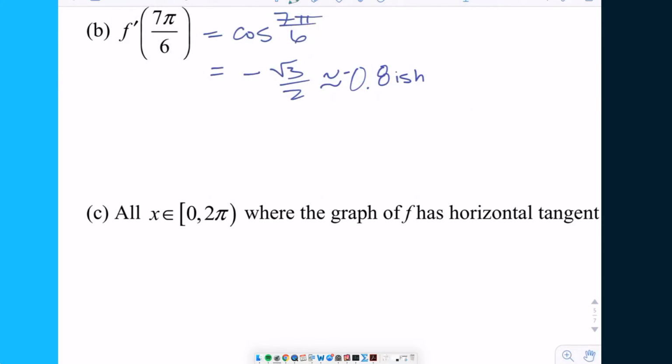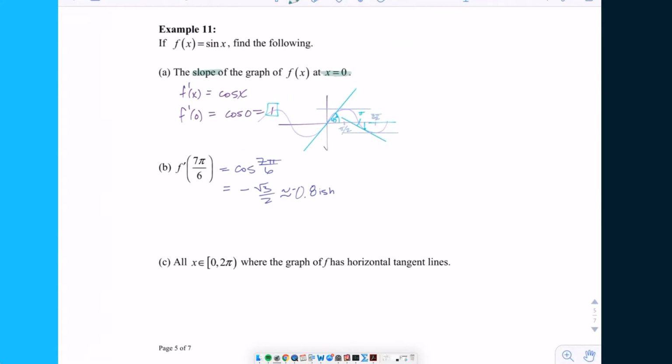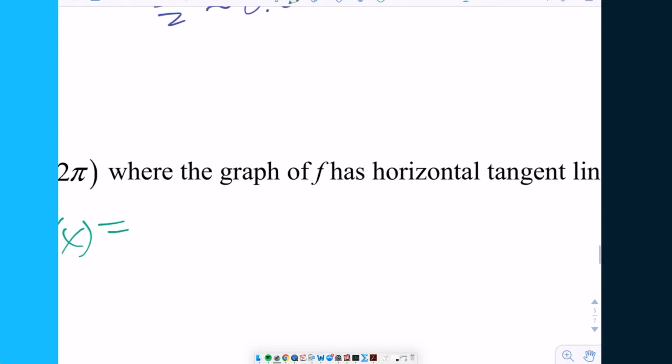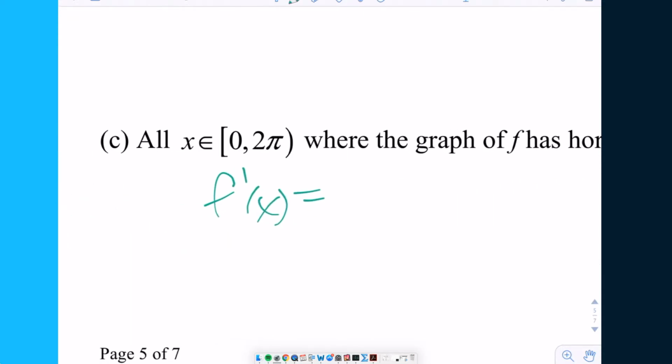If you want to know where the horizontal tangent line is, that is the derivative, f prime of x, and you set it equal to what? What's the slope of a horizontal line? 0. Okay? And of course, that's cosine of x. That's f prime. It equals 0. By the way, you would get a check for setting the derivative equal to 0.